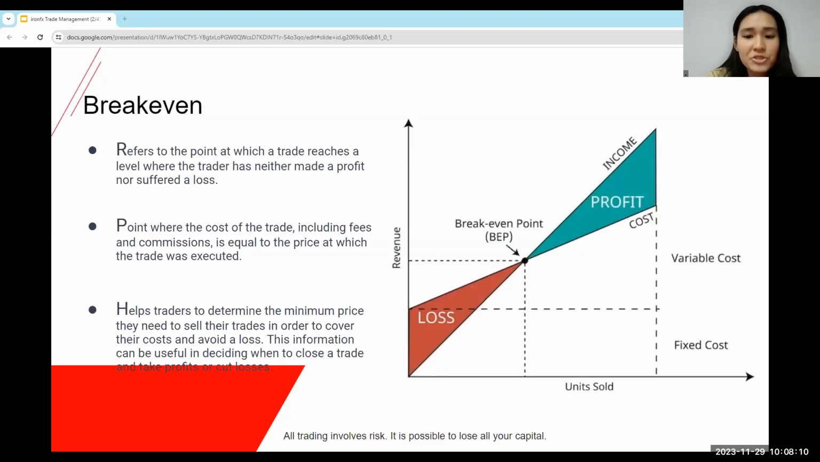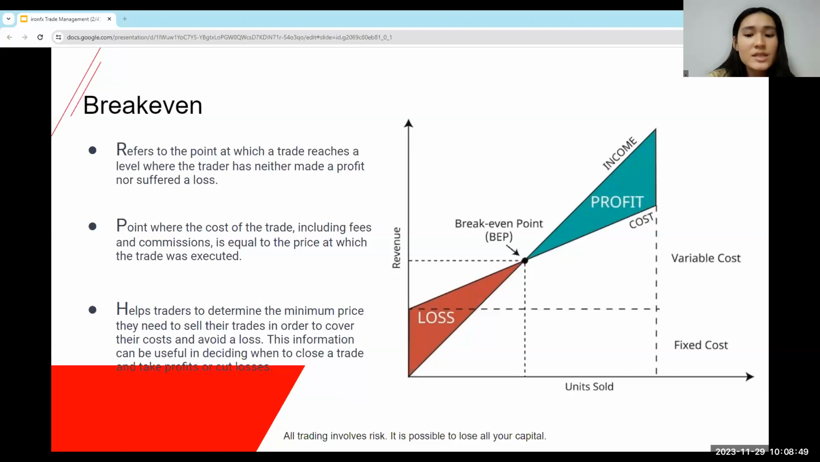Okay, so for example, if a trader buys a stock at $100, right, and sells it at $110, the trader has made a profit of $10. But on the other hand, if the trader buys a stock at $100 and sells it at $90, obviously they've suffered a loss of $10. However, if the stock is sold at $100, the trader has neither made a profit nor a loss, and the trade has reached its break-even point. Okay, so that's in the context of stocks, but we'll talk about the context of Forex in a little bit, but it's kind of the same idea.